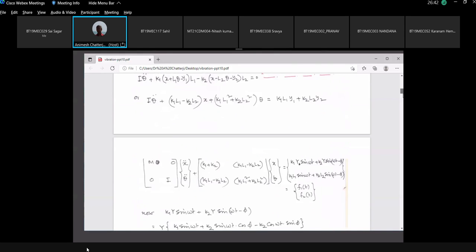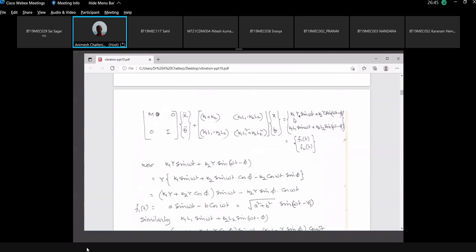So there are 4 cases. First we take this excitation, solve it. Next we take this excitation, we solve it. Third, we take this excitation, we solve it. Fourth, we take this excitation, we solve it. So taking one excitation at a time, if we can find out the solution x and theta, finally we sum them up. So that is called the superposition principle, where for each excitation we find out the response and finally we take the total.